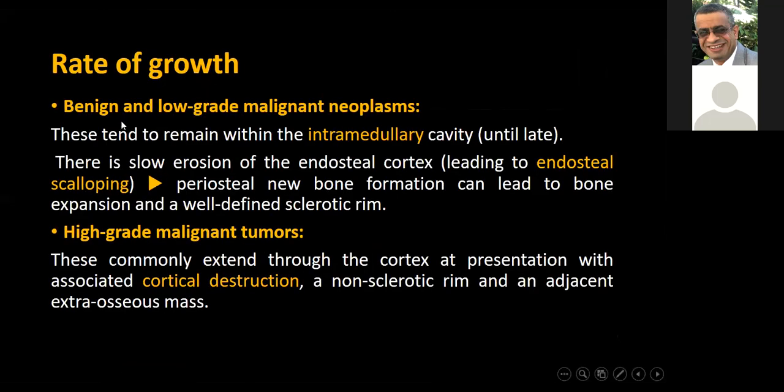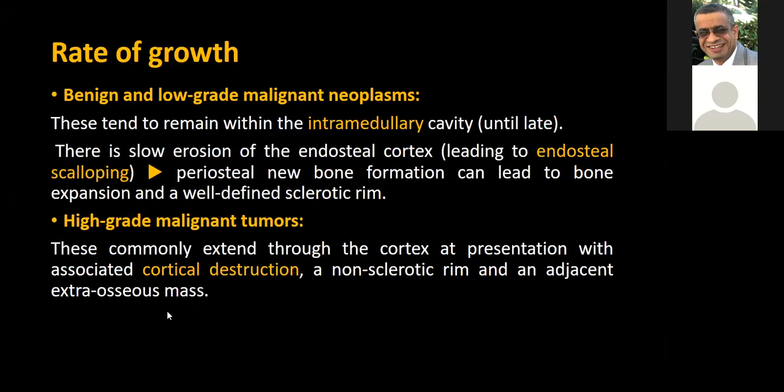Regarding the rate of growth, in benign and low-grade malignant neoplasms the intramedullary cavity is usually underlaid because you have a slow erosion, so it's called endosteal scalloping. Whereas a higher grade malignant tumor shows cortical destruction at presentation, and there may be an extraosseous mass.